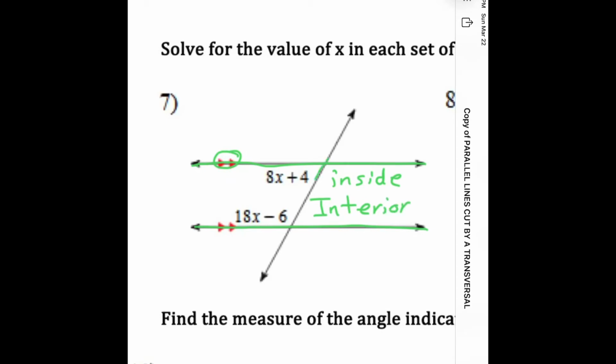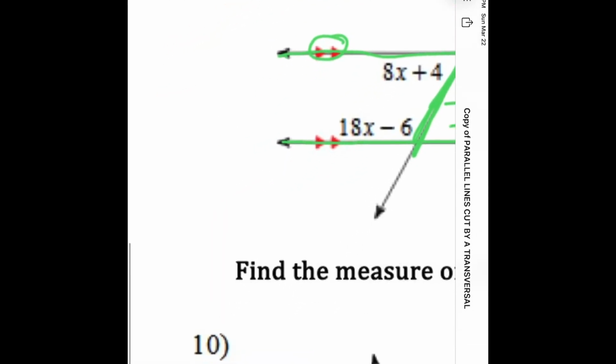And they're on the same side of our transversal. So we're dealing with same side interior. Because we have same side interior, that means that they are going to be supplementary to each other. Remembering supplementary means they equal 180. So we're going to take both angles and set them equal to 180. So 8x plus 4 plus our other angle, which is 18x minus 6, equal to 180.